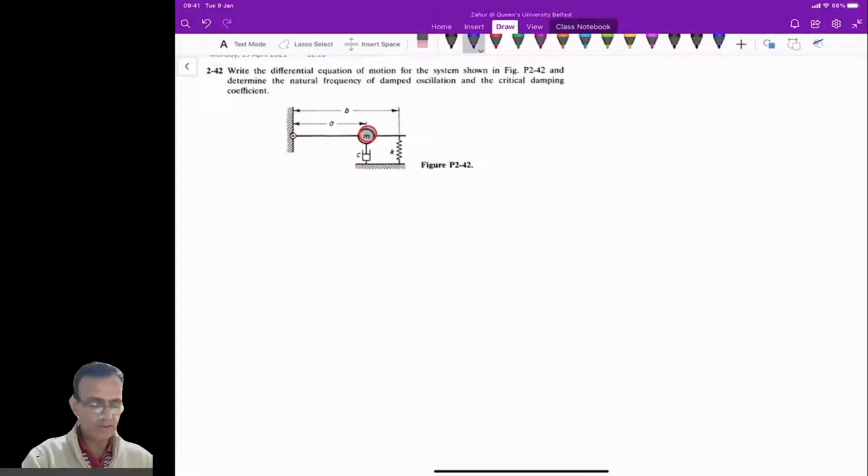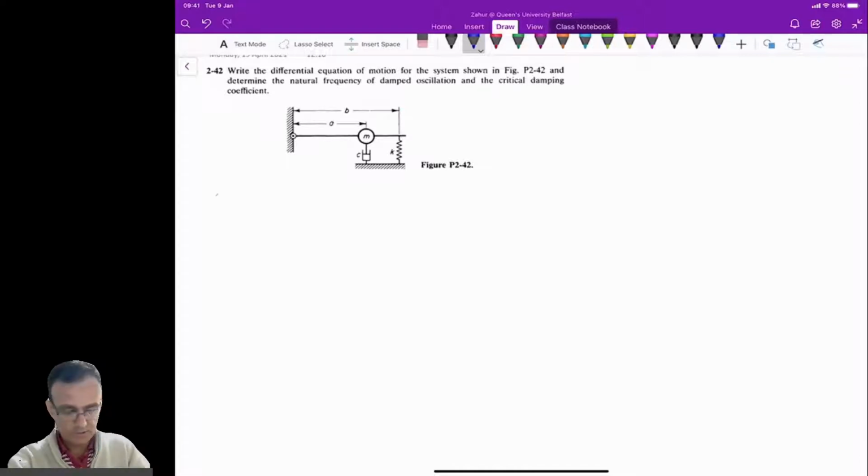So mass is attached here. A damper is attached directly under the mass, and a spring is attached here with a constant K, and the damping constant here is C, and the distances are given. From here to here it's A, and from here to here it's B. So write the differential equation.